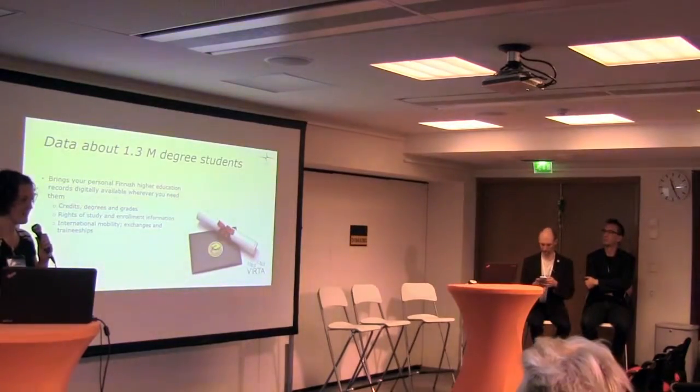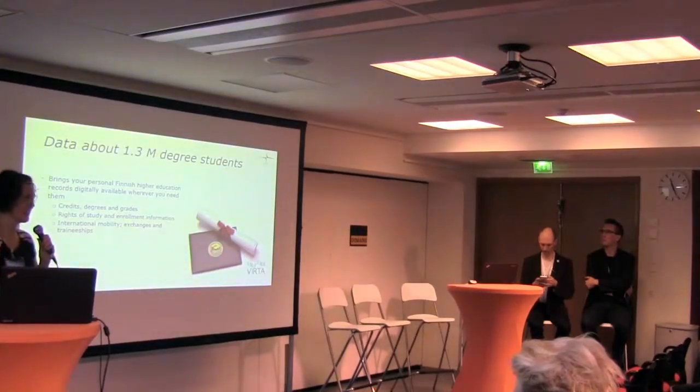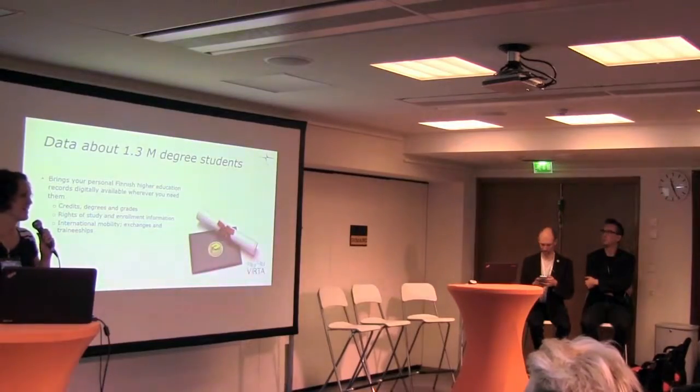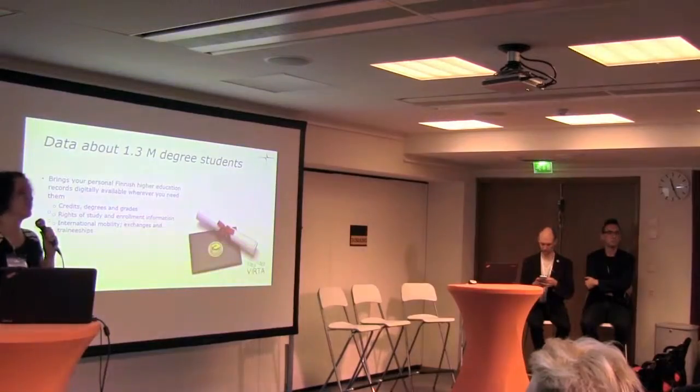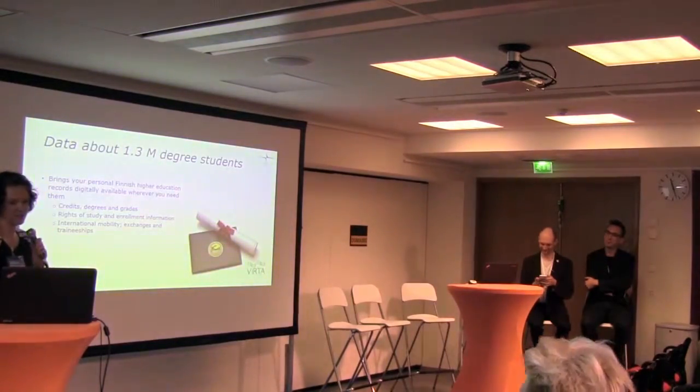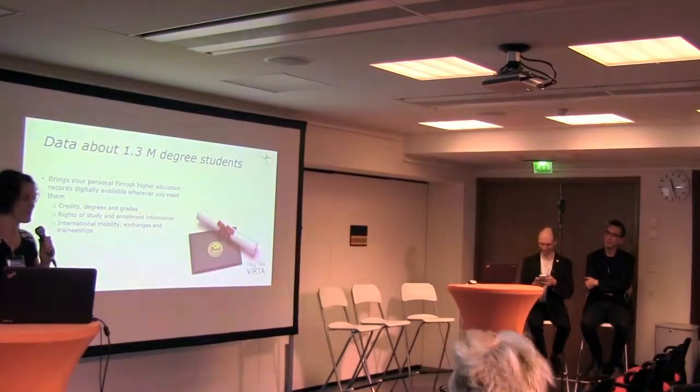So the data hub includes information of 1.3 million degree students in Finland. The oldest data is around 100 years old, so there's information from pretty much all of us. There's information about the credits we've done, the degrees and the grades, the rights of study we have, the enrollment information, if we've been abroad on exchange or traineeships, that sort of information.